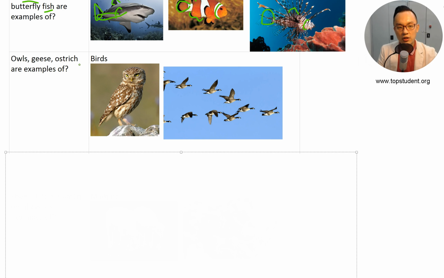Owls, geese, ostrich are examples of birds. All right, so look out for their two wings, their two legs. You have a beak over here. Likewise, you have a beak, you have the two wings, and you have two legs over here. So these are all birds, and they lay eggs. They have feathers as body covering.